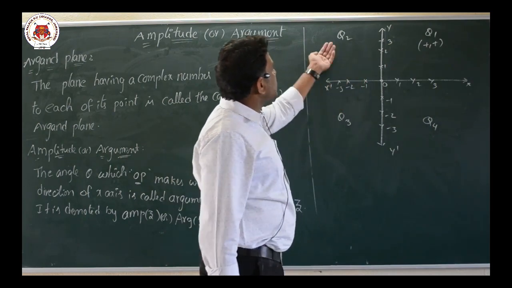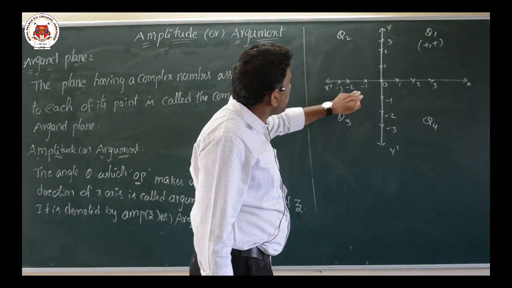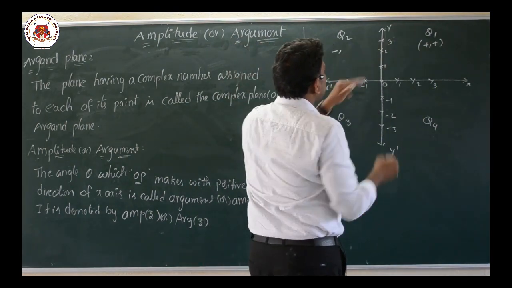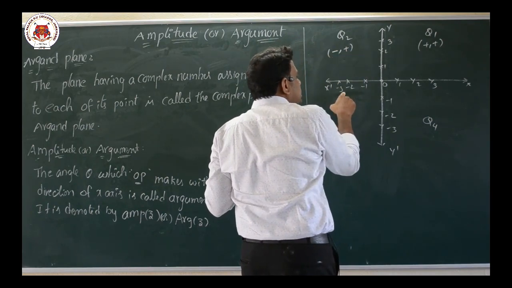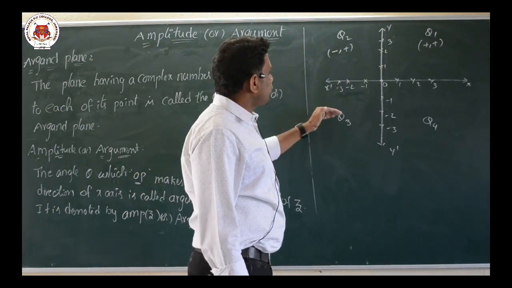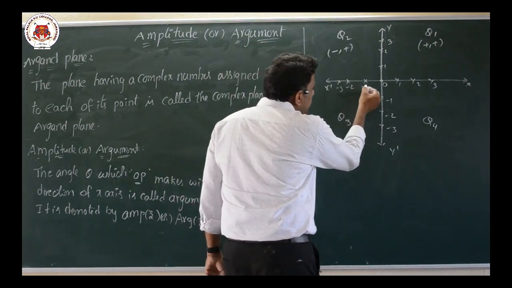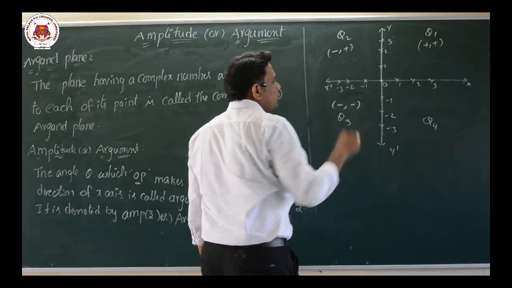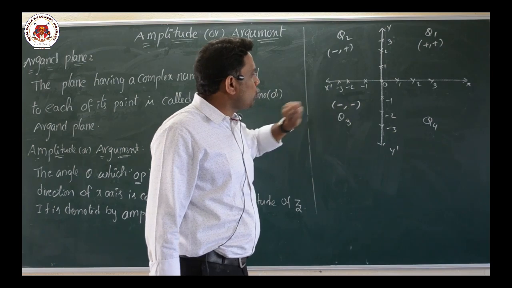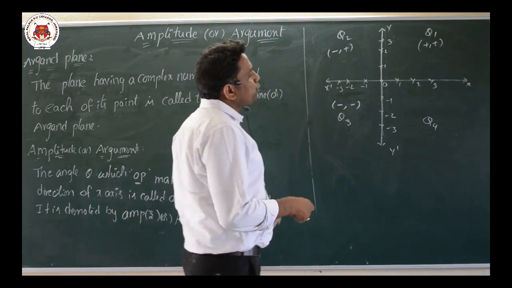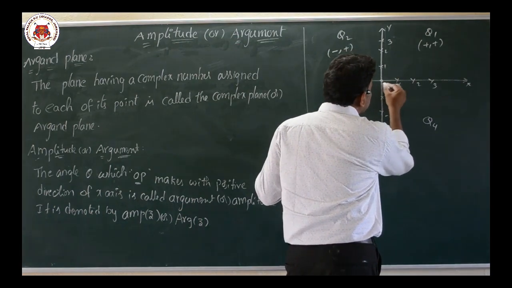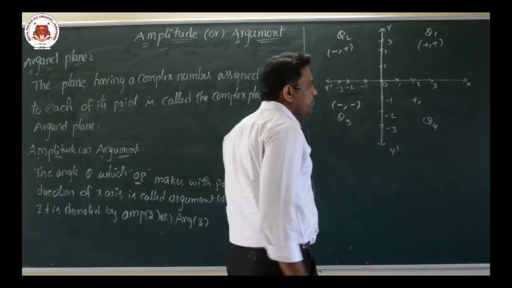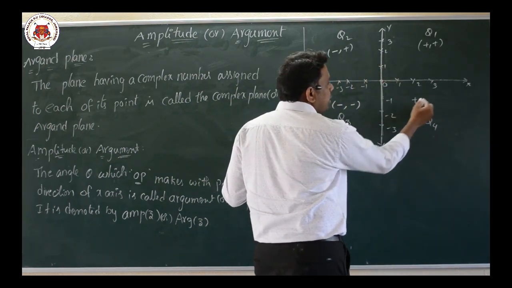If you come to the second quadrant, in this quadrant the x values are negative and the y values are positive. So in the second quadrant, x negative, y positive. In the third quadrant, x is negative and y is also negative, so minus comma minus. If you go to the fourth quadrant, between these two axes, the x values are positive but the y values are negative.